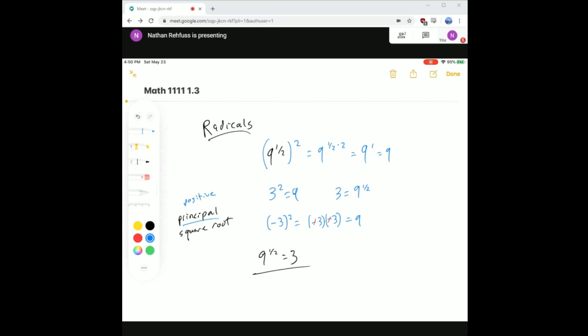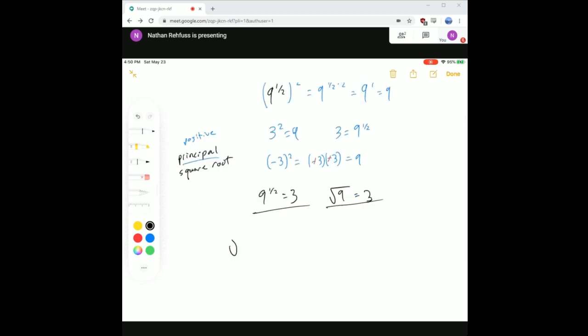Another symbol to write that is the radical symbol, and that's that hook-shaped thing. I could write that the square root of 9 is equal to 3. So these two equations mean exactly the same thing. All right. So if I were asked, what is the square root of 49? We'd ask, what positive number multiplied by itself is 49? And that's 7.